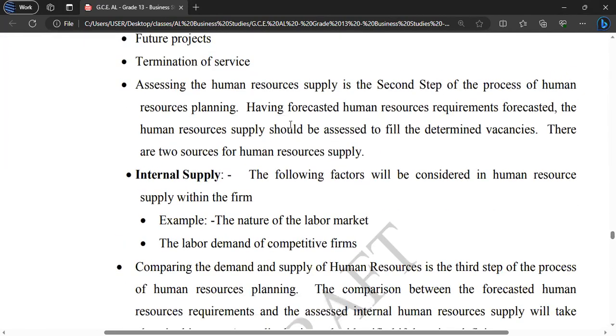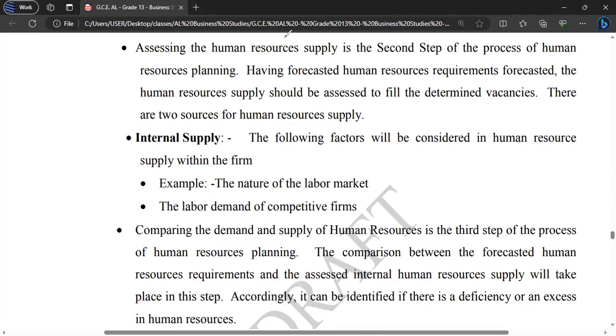Then assessing the human resource supply is the second step. Now we are coming to the second step. We are going to assess the human resource supply, the second step of the process of human resource planning. Having forecasted human resource requirements, the human resource supply should be assessed to fill the determined vacancies. So basically, there are two sources of human resource supply. Let us discuss them. One is internal supply. The following factors will be considered in human resource supply within the firm, right? Example, the nature of the labor market, the labor demand of competitive firms.